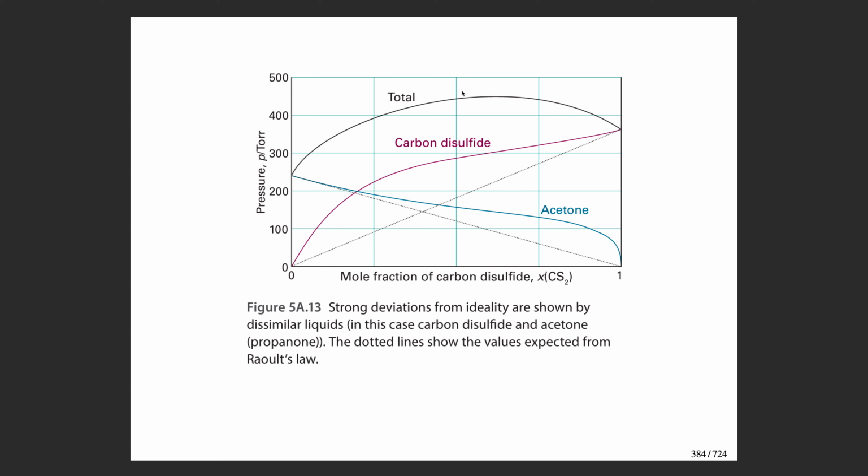What a positive deviation suggests is that the carbon disulfide and the acetone have a greater tendency to vaporize when they're in the solution than when they are not in the solution. And so that indicates that the attractive interactions between carbon disulfide and acetone aren't quite as attractive as the interactions within pure carbon disulfide and the interactions within acetone. It's not that they're not attracted to each other, they are, because they form a solution, otherwise they'd be gases. It's just that the interactions are not as strong in the solution as they are in the pure components themselves.